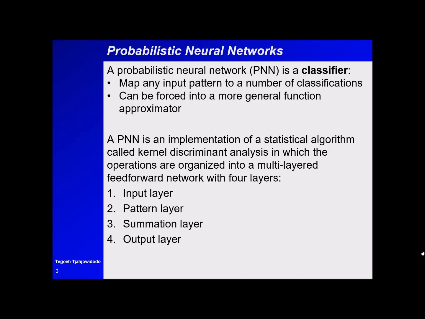And for PNN, the structure is very firm, it's fixed. It's not like ANN, artificial neural network, where we can add the number of layers and add more neurons. The structure of PNN is fixed. It always has 4 layers: input layer, pattern layer, summation layer, and the output layer.